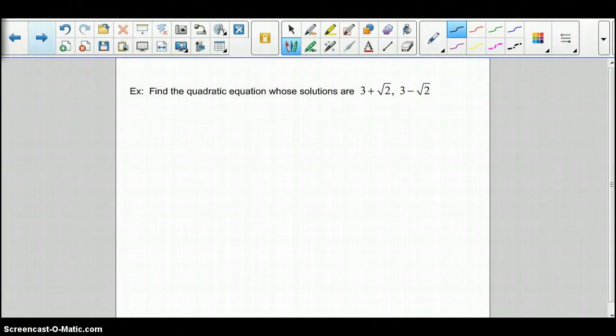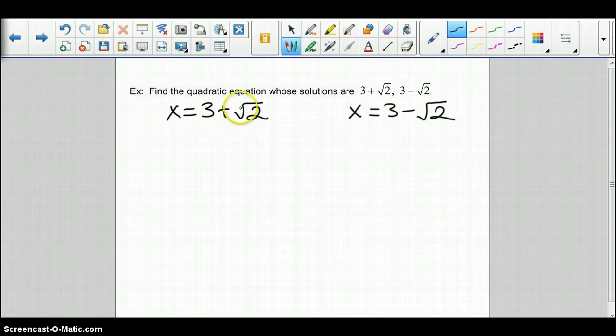Okay, one more. This probably will be the most challenging one you're going to see. Find the quadratic equation whose solutions are 3 plus the square root of 2 and 3 minus the square root of 2. So we're going to do this one together. And we're going to use the first method we learned. We're going to set these equal to x. And remember, our next step is we are going to bring this over to the same side as x.